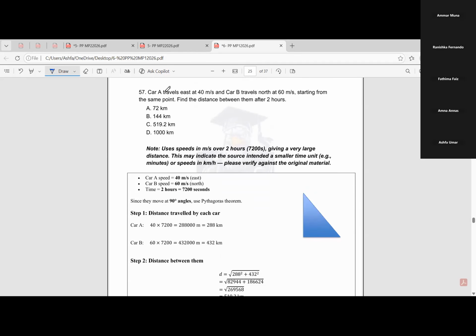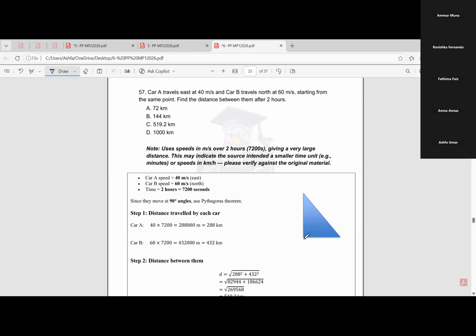So here, like the question says, car A travels east at 40 meters per second and car B travels north at 60 meters per second, starting from the same point. So find the distance between them after 2 hours.